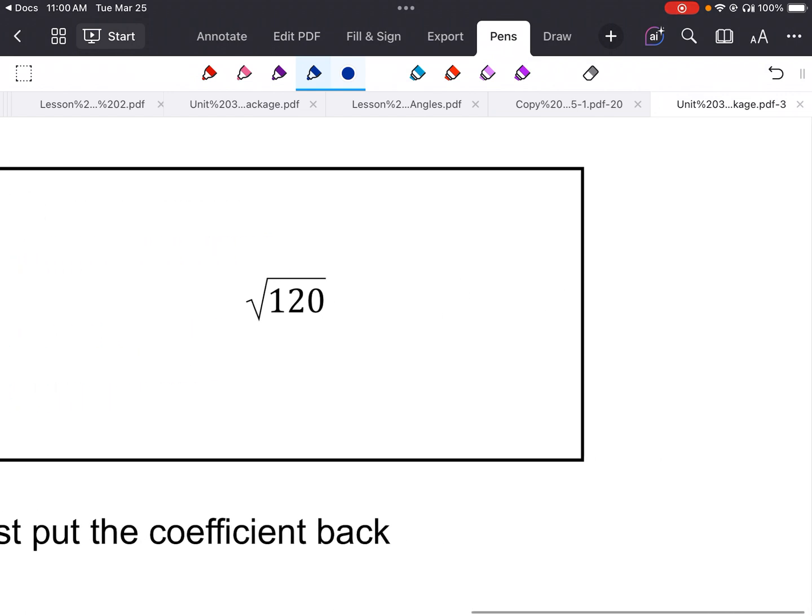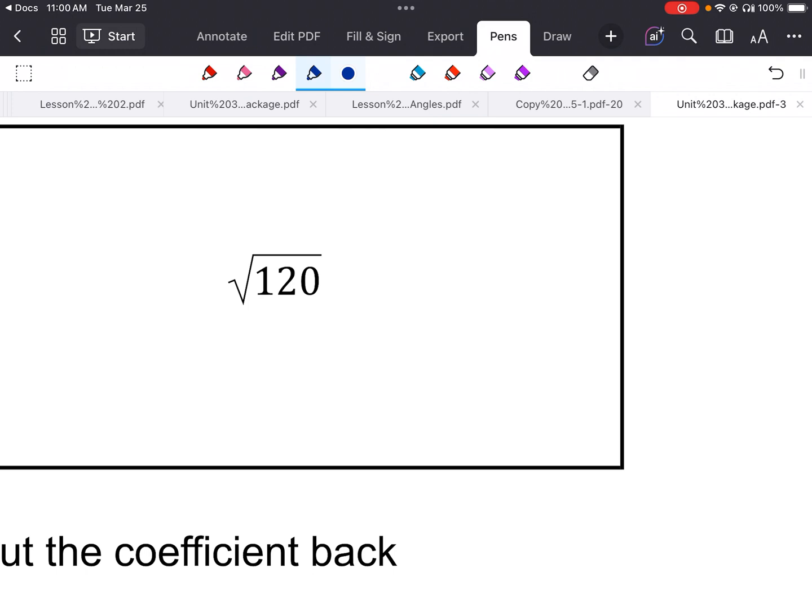Okay, and one more. So multiple ways again to get to 120. But 4 and 30 is going to give us a rootable number. The square root of 4 is 2. Okay, and then if you look at all the factors of 30, so we have 1 and 30, 2 and 15, 3 and 10, 5 and 6. None of those numbers are square rootable, so we'll just leave it here at 2 root 30.